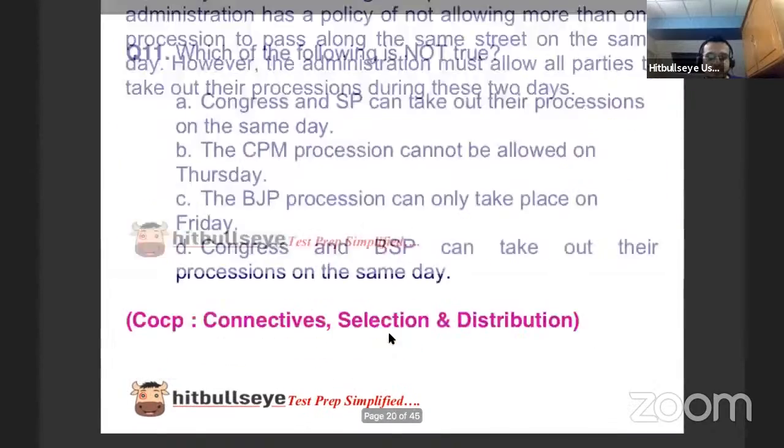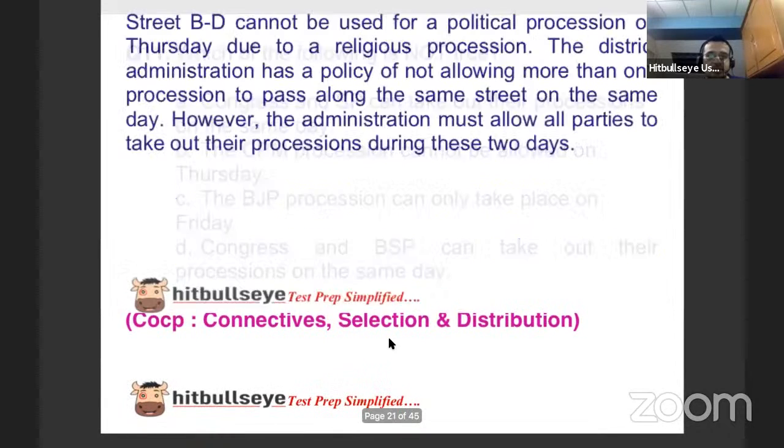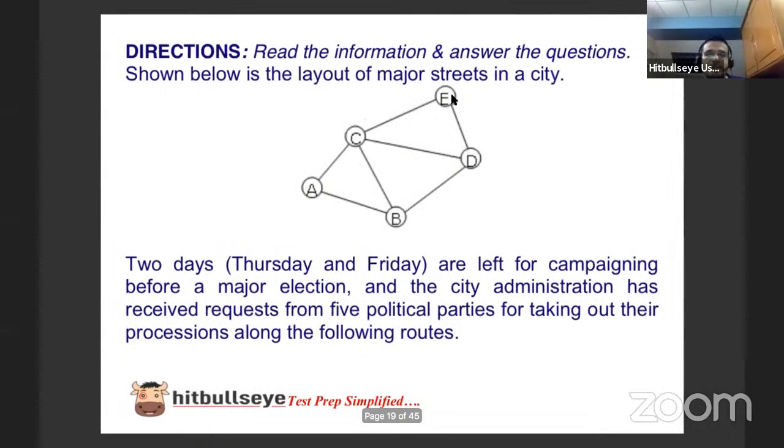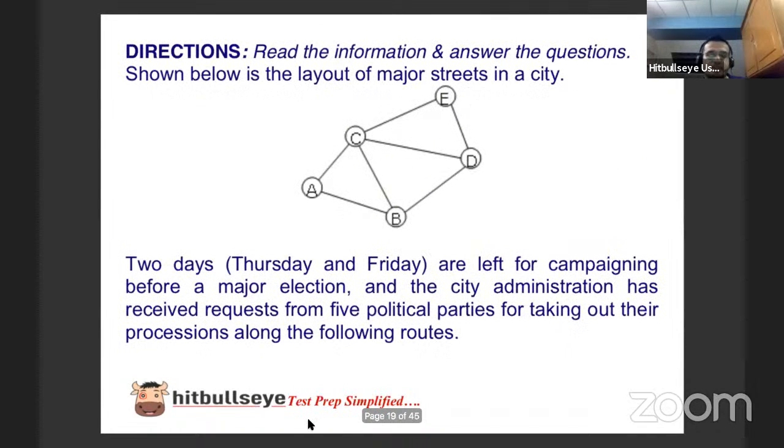Let's do this. A, B, C, E, D, A, B, C, D, E. So we have these 5 places and different combinations of routes which are possible in the city. BD cannot be used for political procession on Thursday due to a religious procession. So BD cannot be used here for Thursday. It has to be used only on Friday.